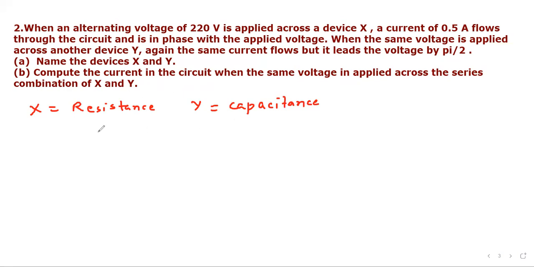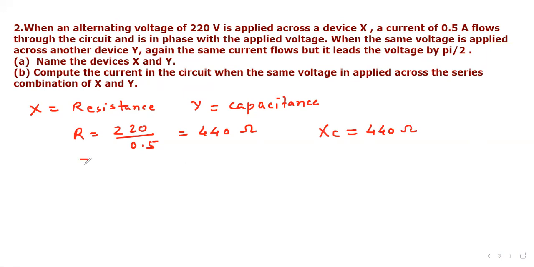Now we can find resistance because voltage is 220 volt and current flows 0.5 ampere. So R equal to 220 divided by 0.5, which is 440 ohm. And when the same voltage is applied across device Y, then the same current flows. It means XC is also 440 ohm.